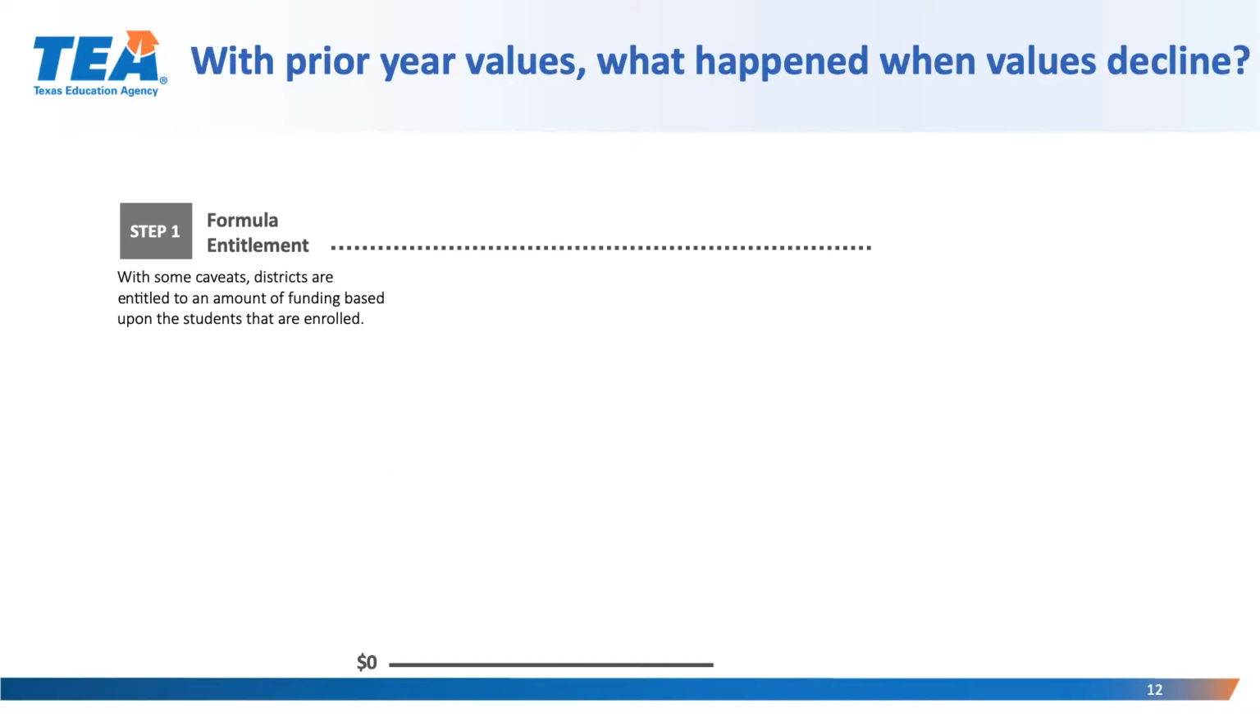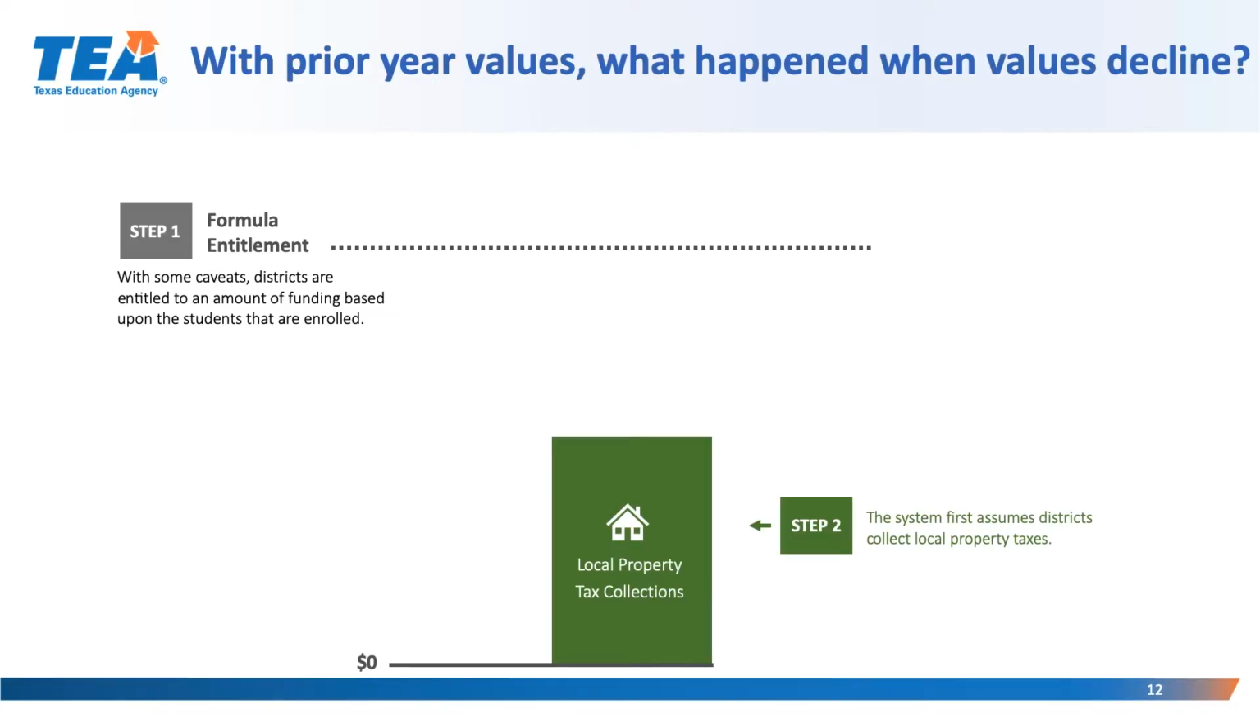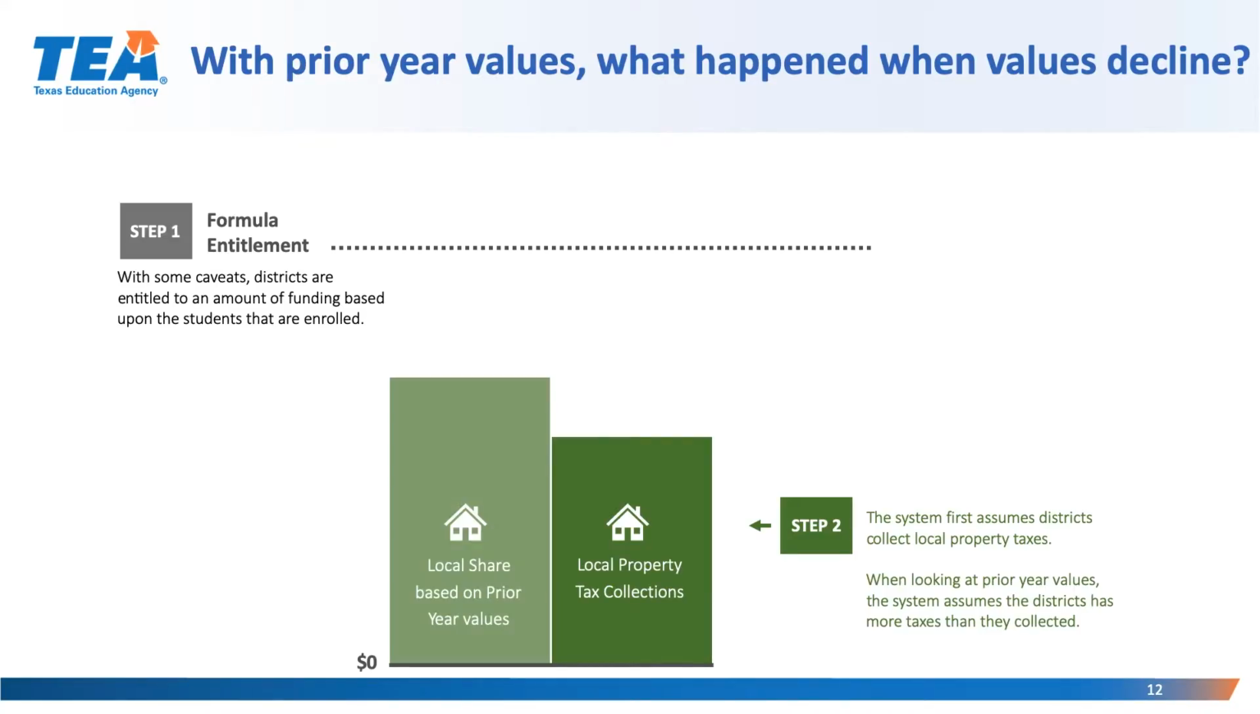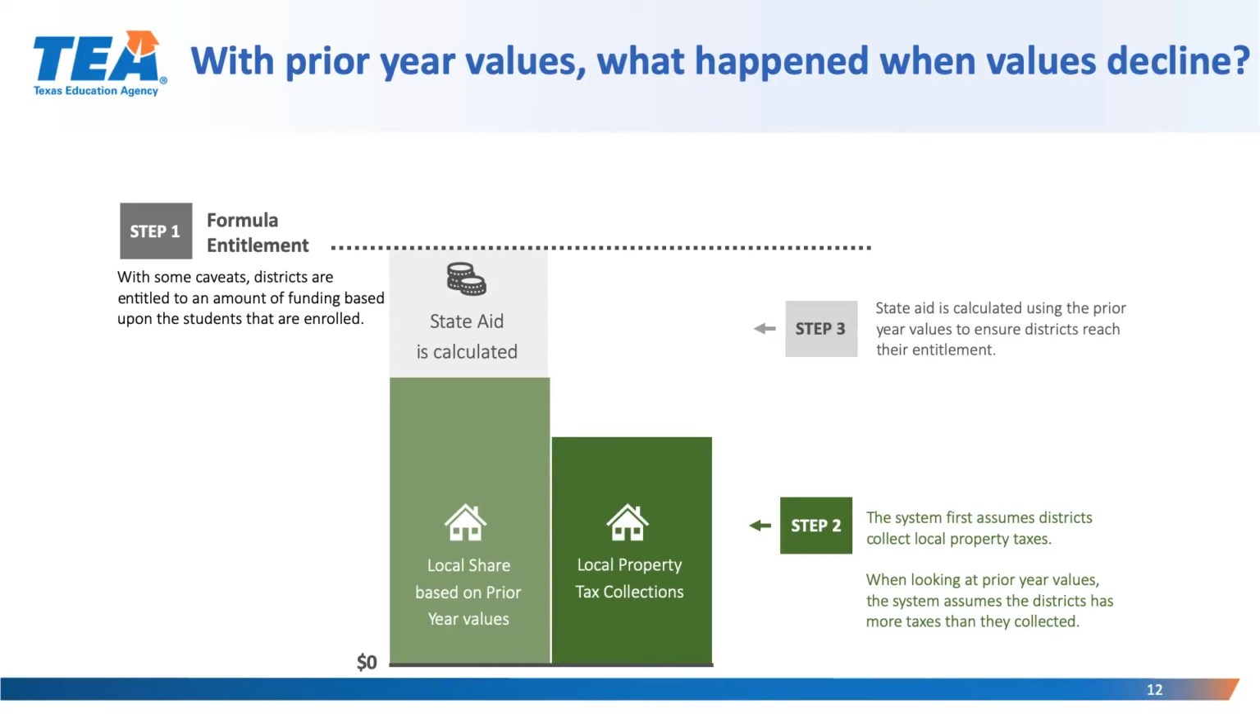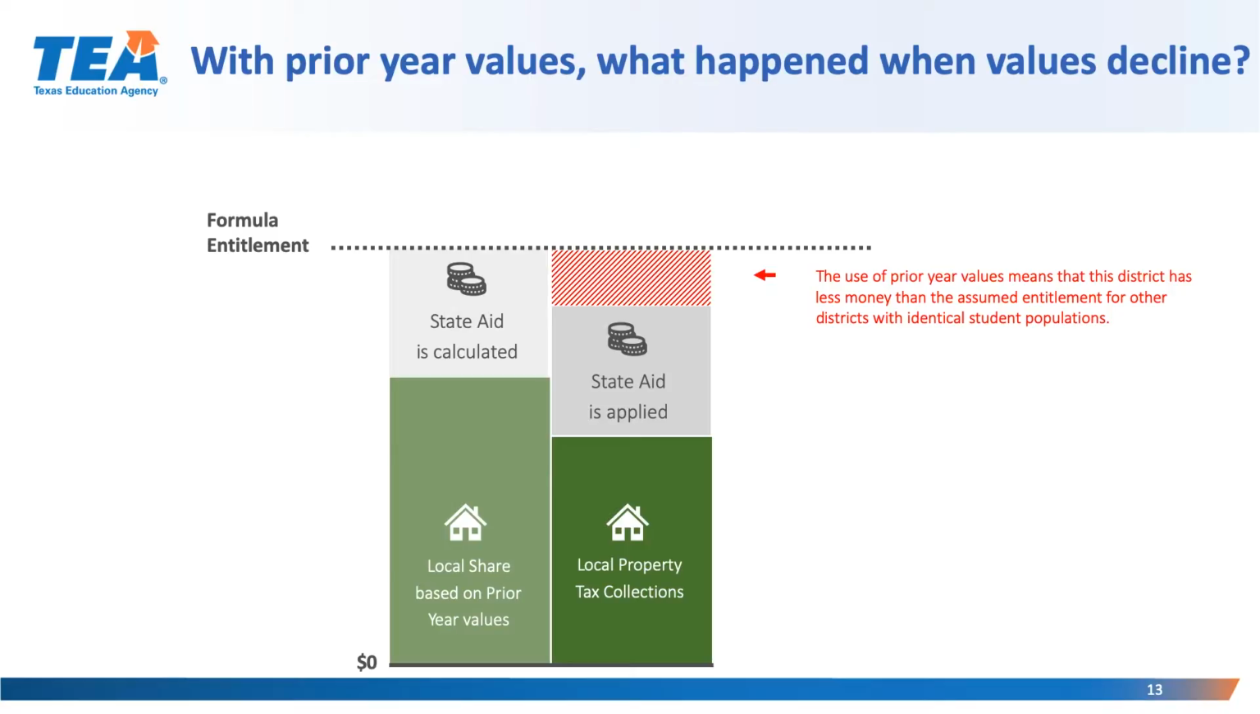So let's look now at one of the problems with prior year values: what happened when values declined. We have the formula entitlement, we have the local property tax collections, and then we have the local share based on prior year values, which is greater than what the district is actually able to collect in the current year because its values have declined. We calculate the state aid as the difference between the formula entitlement and the local share, add that to the local property tax collections, and in this case you can see that the district's budget is not able to meet its entitlement, so they have less money available to teach those students than other districts with identical student populations.